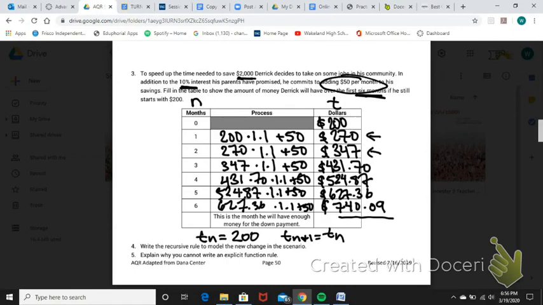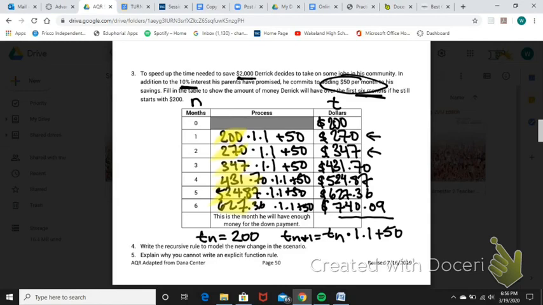So after we have that, we're still multiplying it. If we look at the process, we're just multiplying it times this 1.1 and then adding 50. If we look at the process, the only thing that's different in each of these columns that I have is this, and this. Everything else is the exact same. This times our 1.1 plus 50. So I have that represented there. So there's your recursive rule.